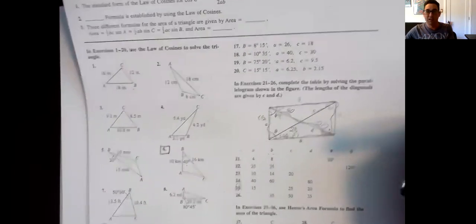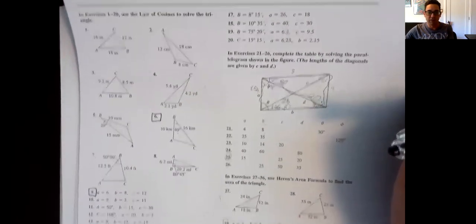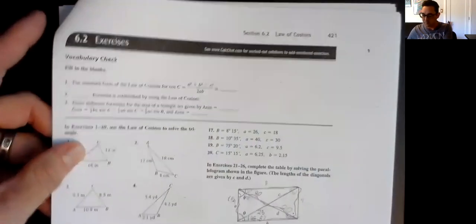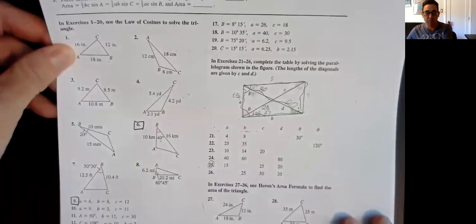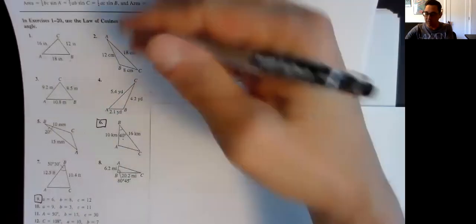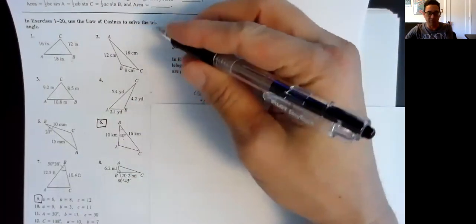Okay, so I have this worksheet from another book. So we're going to do 2 examples. We're going to do number 6 and number 9. So let's start with number 6 right now. Actually, let's get the paper out. Okay, so we're going to solve the triangle. Well, actually, we're going to do these same directions.